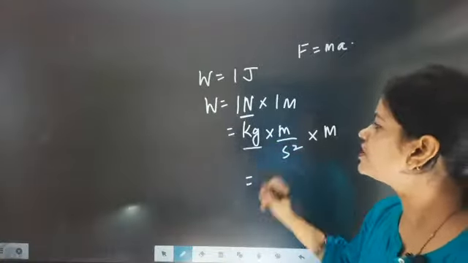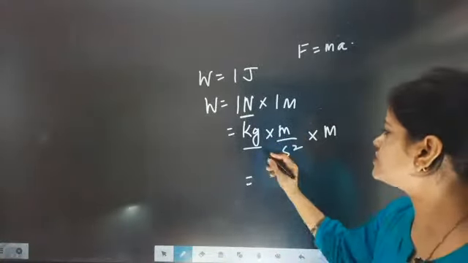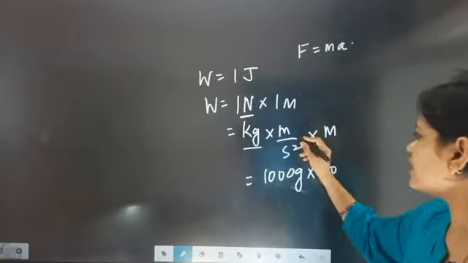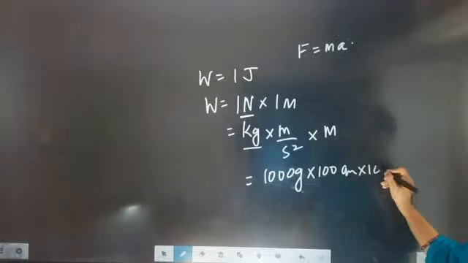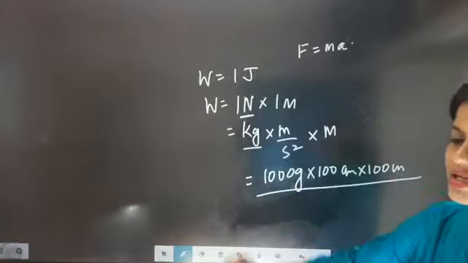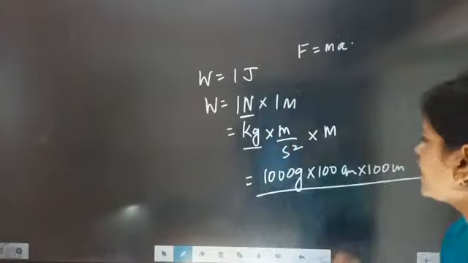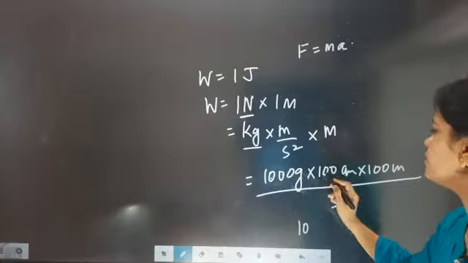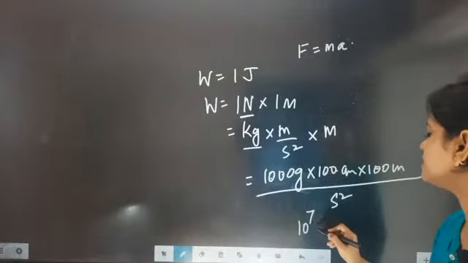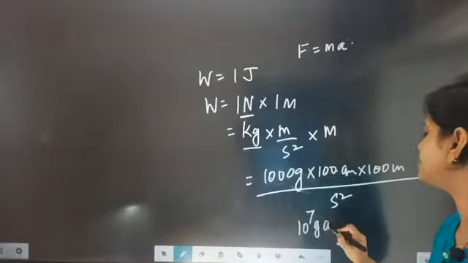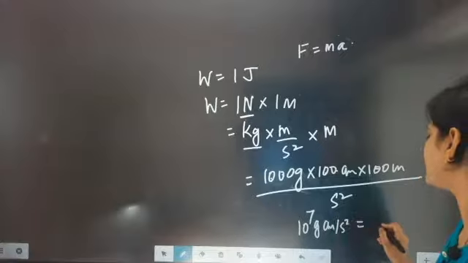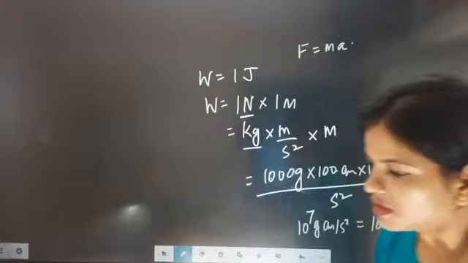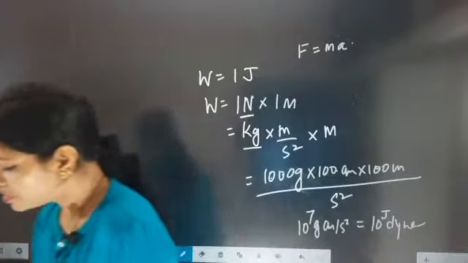So I just converted it into the CGS system. In the CGS system, 1 kg will become 1000 gram. This one will become 100 centimeter, and this part will become 100 centimeter because 1 meter is 100 centimeter, and then per second square. So it is going to be 10 to the power 7 gram centimeter per second square. That is 10 to the power 7 dyne. So 1 joule is equal to 10 to the power 7 dyne.